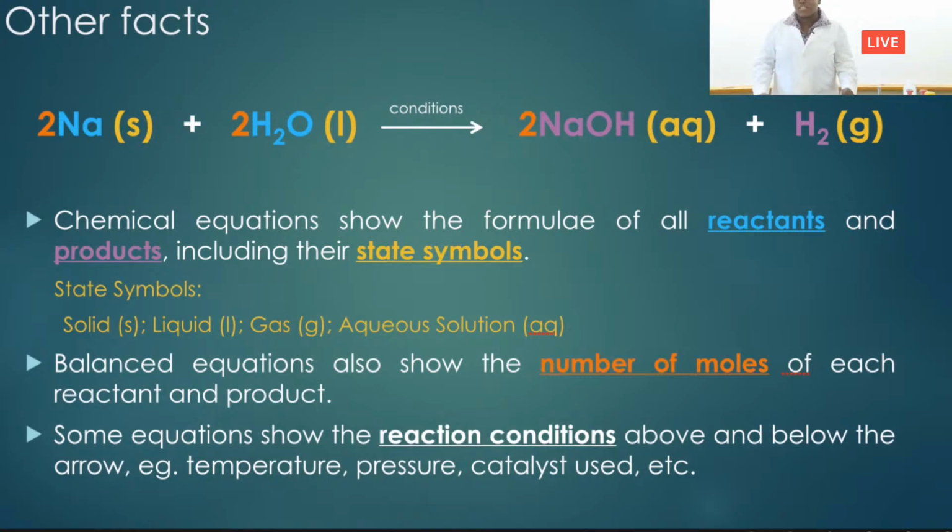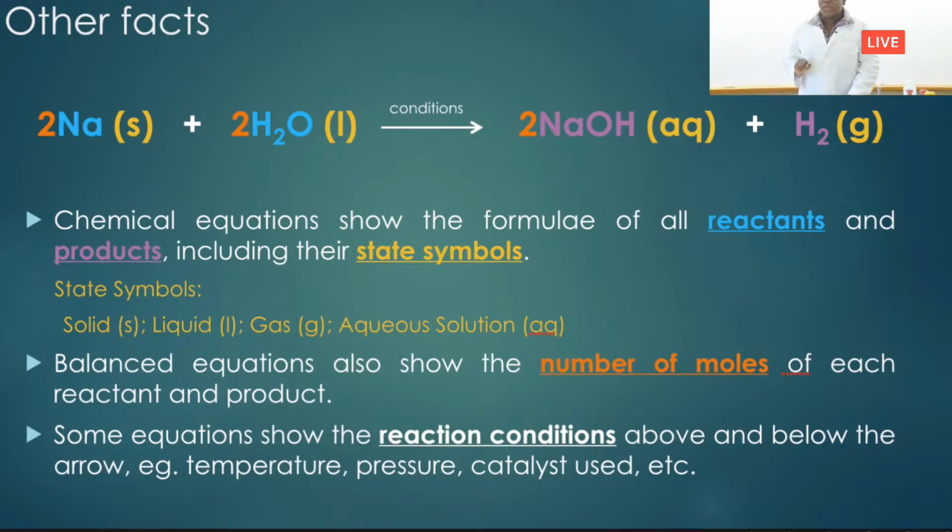What else does an equation show? It shows you the number of moles. If you're in Form 3, this might be a new term. But don't get scared by it. It's just another unit of chemistry. So you can have a unit like mass being expressed in grams. In chemistry, we express the number of atoms in terms of moles, number of particles in terms of moles.